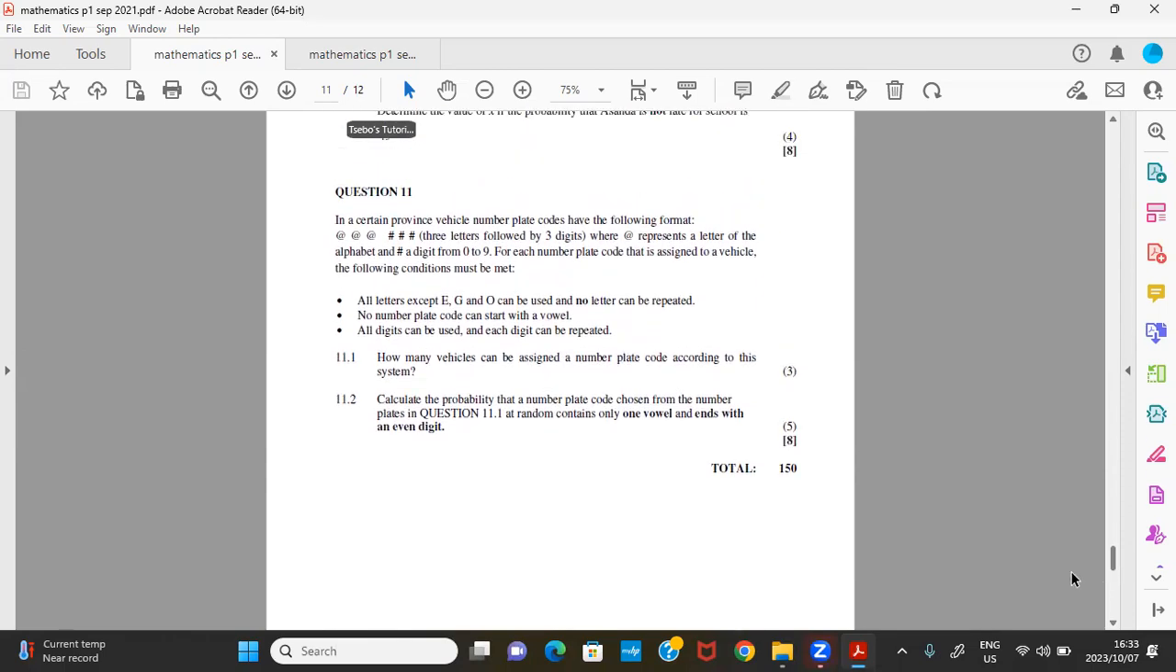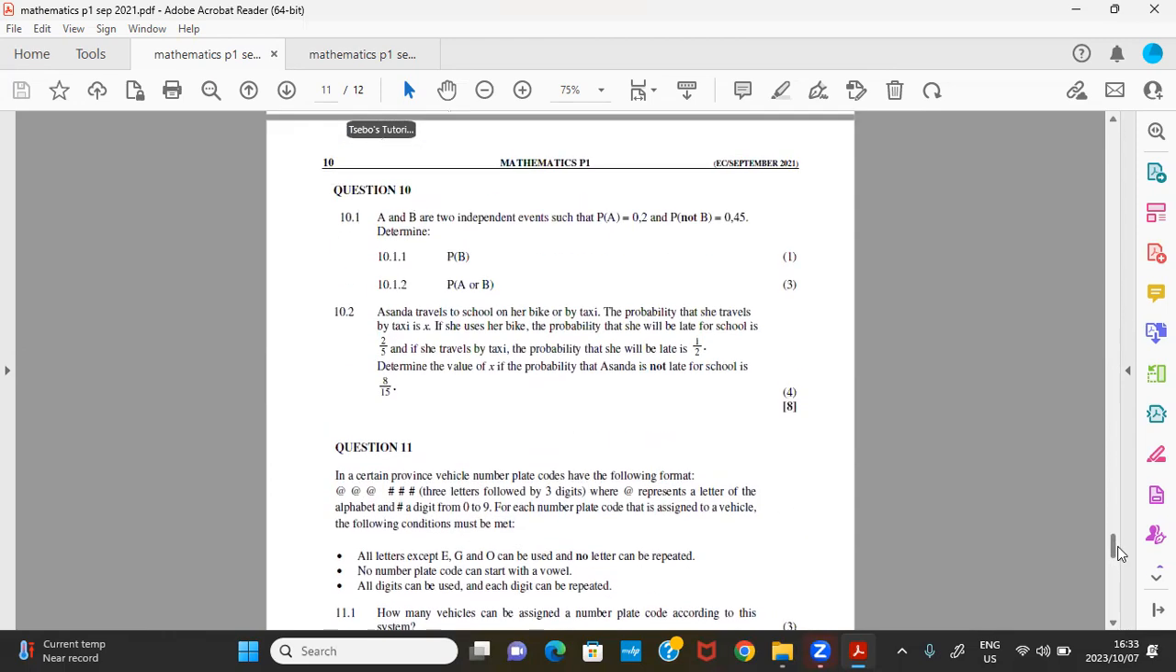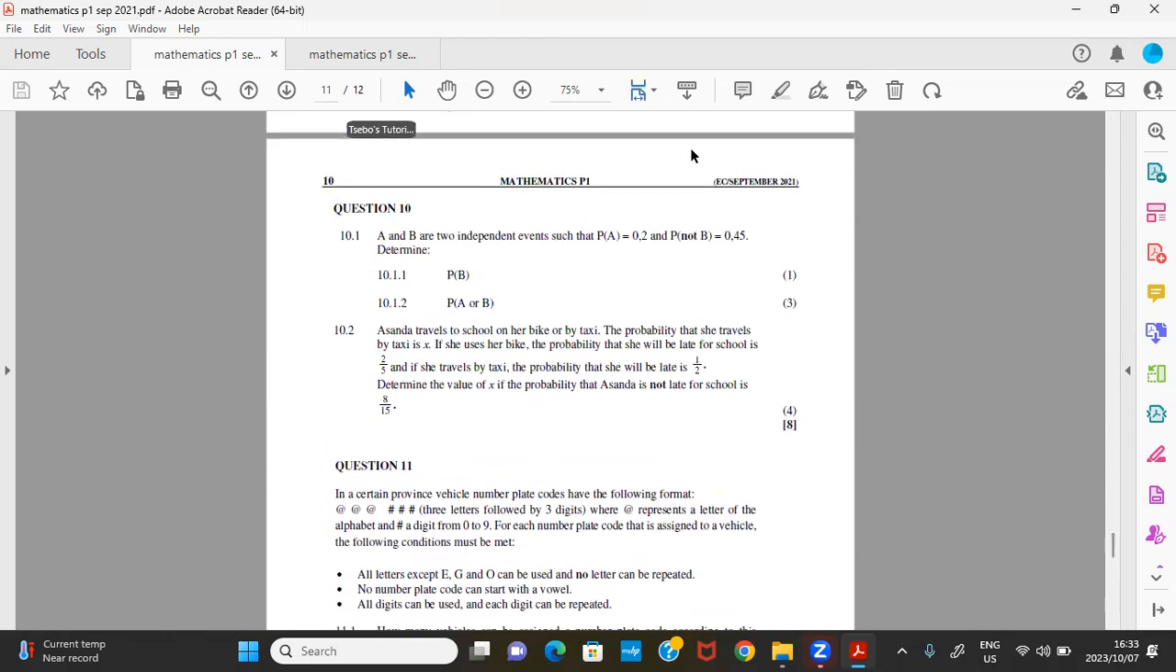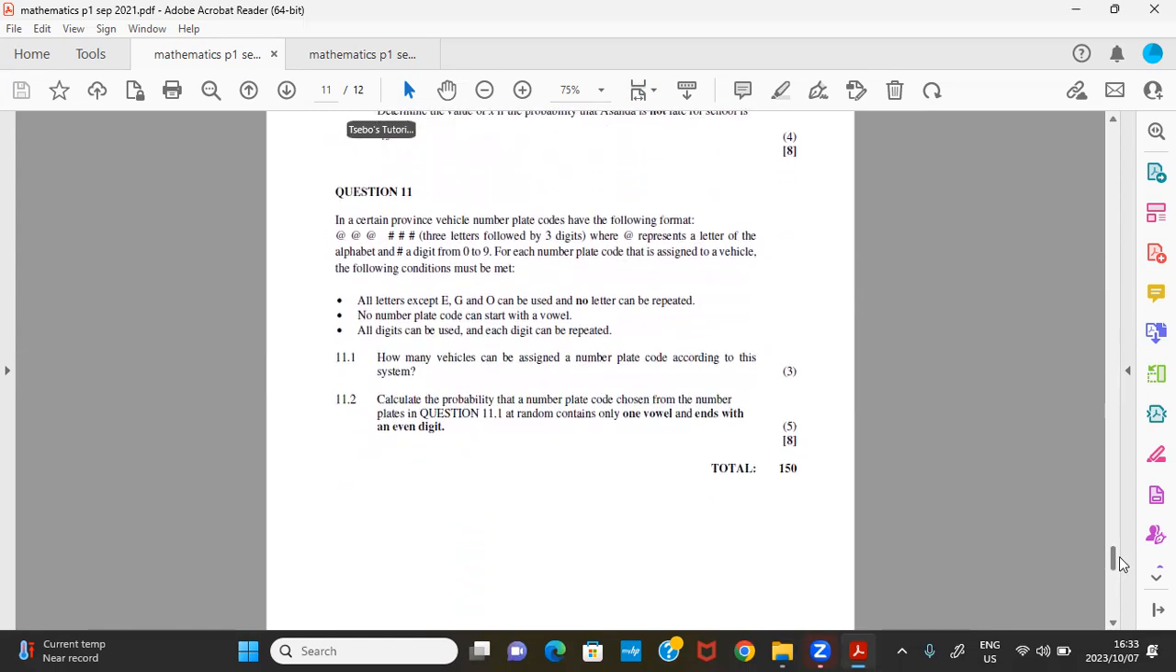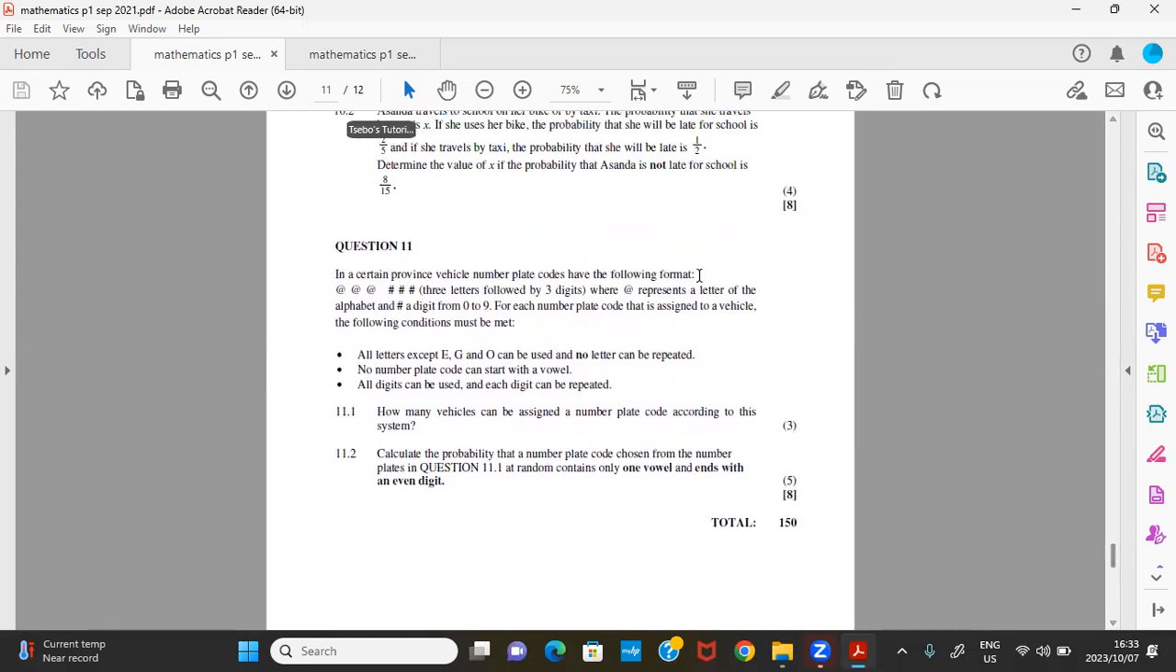We are going to question 11 now. We are done with question 10, it was just a nice 8 marks. You've collected your 8 marks, and now you're going to question 11 to collect even more marks. That's the kind of confidence you must have when you're in an exam.